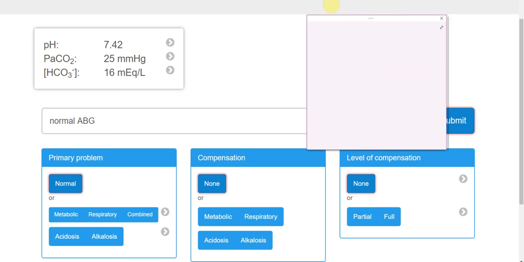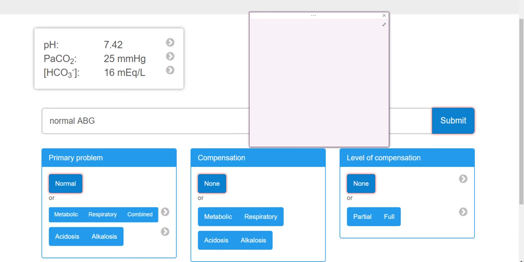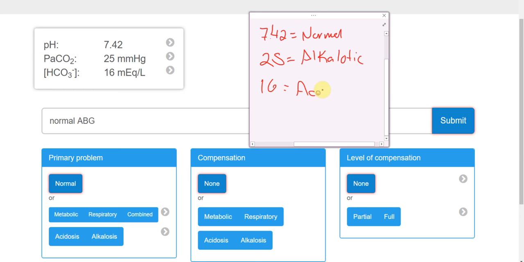So we know that 7.42 is normal. And then 25 is going to be low for PCO2, which means that is alkalotic. And we see that bicarb is at 16, and 16 is low, which means it is acidic.